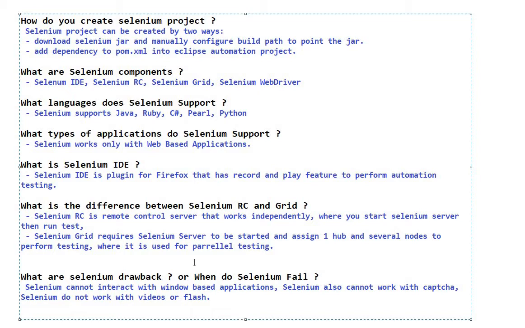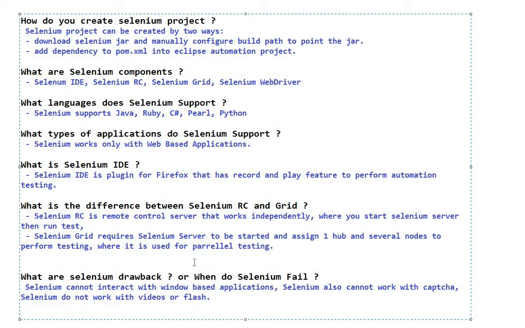How do you create a Selenium project? There are 2 ways you can create a project. One, you can download the Selenium jars manually, and then configure the build path in Eclipse and load them in. The other, most easiest way is if you have a Maven project, you can simply add the artifacts into pom.xml and it will build the Selenium project for you.